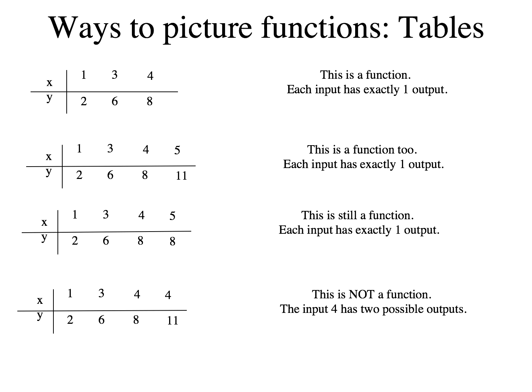So how can we tell whether a relation is a function by looking at tables? Well, in this first example here, we can see I put in a 1, I get out a 2. I put in a 3, I get out a 6. I put in a 4, I get out 8. Each input has exactly one output, so this is a function.